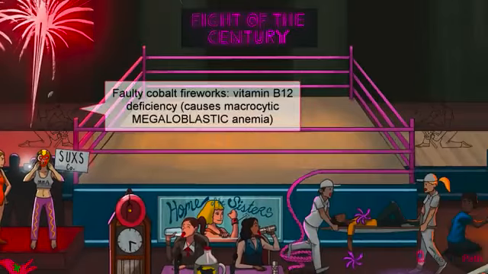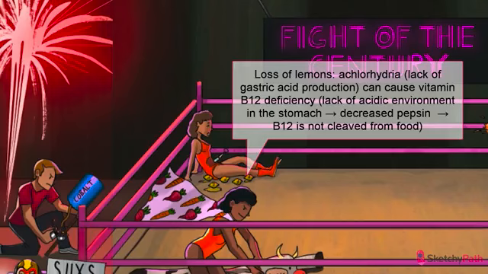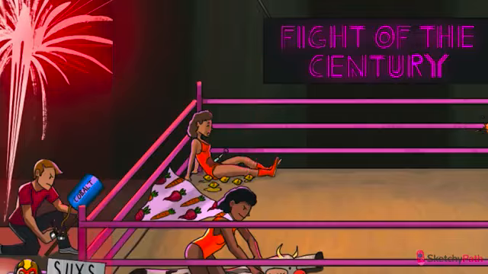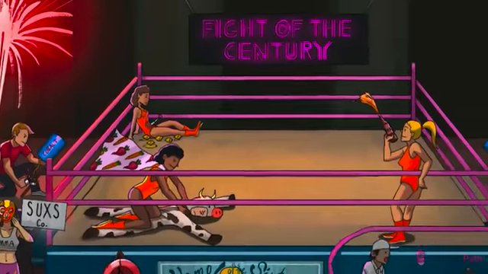Achlorhydria, or a lack of gastric acid production, is represented by those acidic lemons scattered on the mat. No acid means no activated pepsin, and B12 is locked in food. So, patients on long-term gastric acid suppressing medications, such as PPIs and H2 blockers, may develop B12 deficiency. Really, any pathology that gets rid of the functional cells of the stomach, including chronic gastritis or bariatric surgery, can lead to a similar state of achlorhydria. Not only that, no stomach lining also means no intrinsic factor from parietal cells. And that brings us to our next pathology.